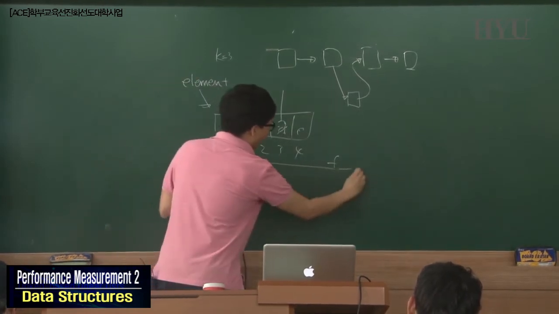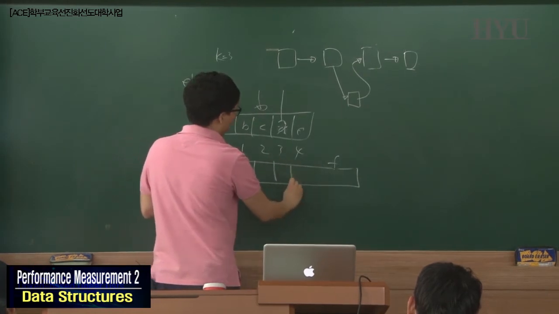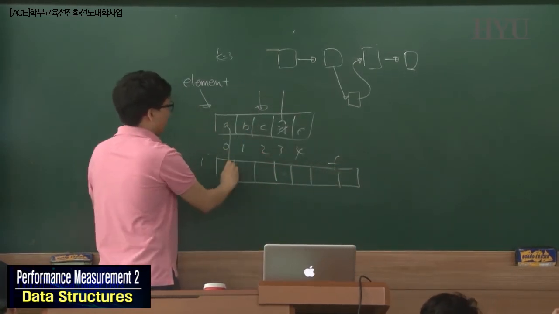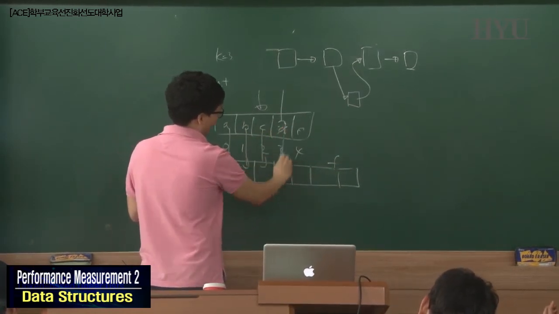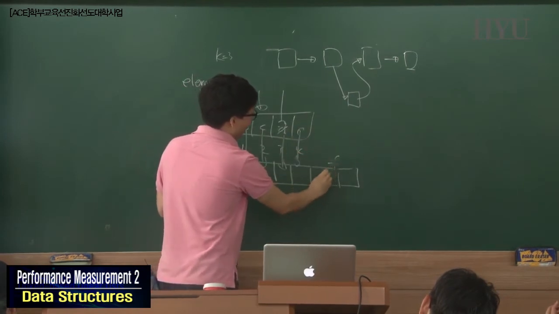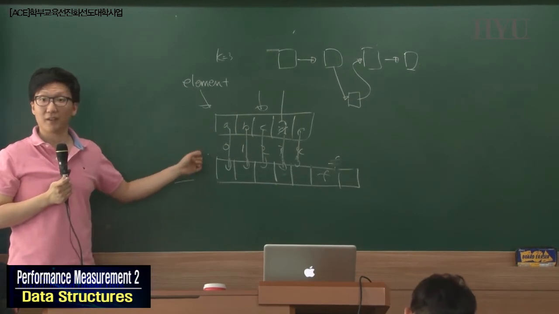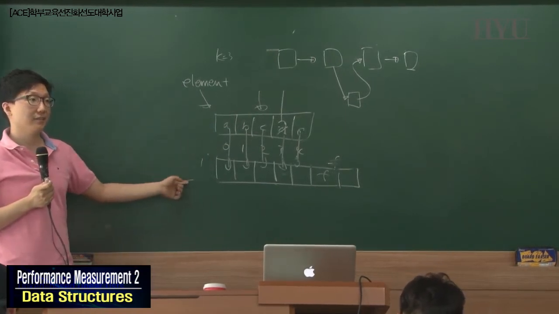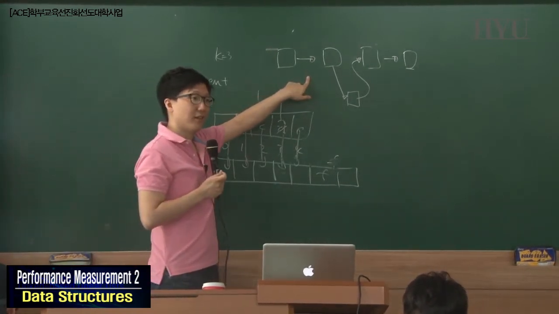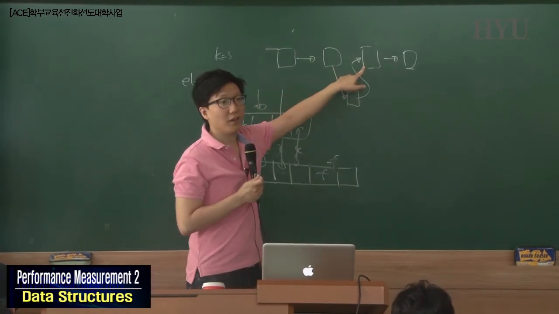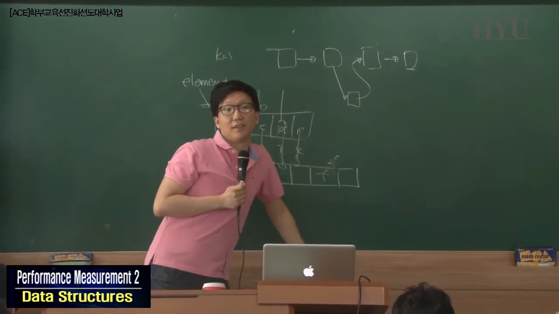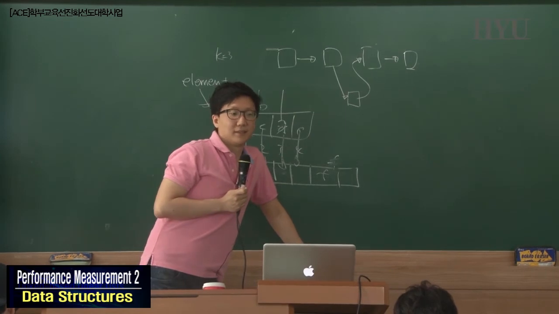I create a list of 6, an array of 6, copy everything, and then add F. It's extra operations, copying, memory, much more. This one, changing just the pointers, I can add a new one.